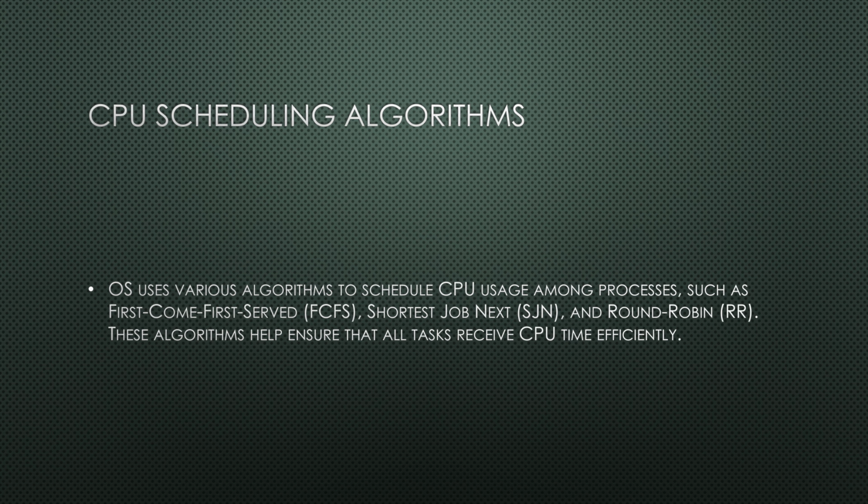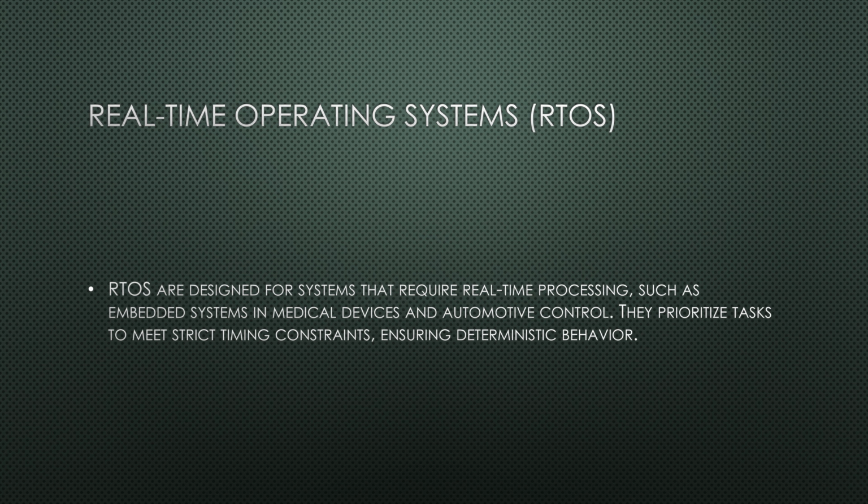CPU scheduling algorithms. The OS uses various algorithms to schedule CPU usage among processes, such as first come first served (FCFS), shortest job next (SJN), and round robin (RR). These algorithms help ensure that all tasks receive CPU time efficiently.